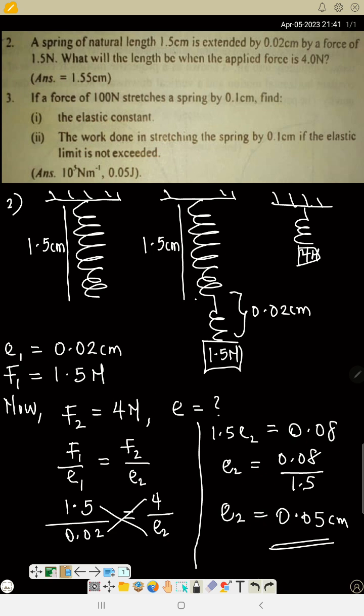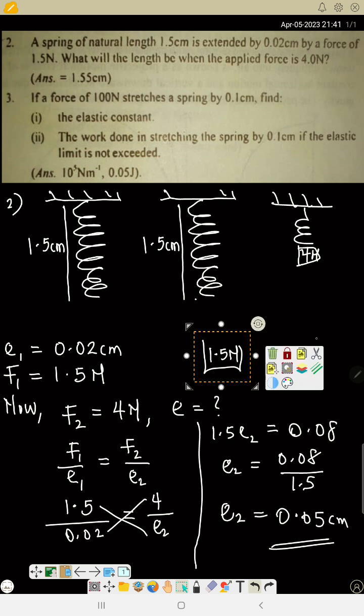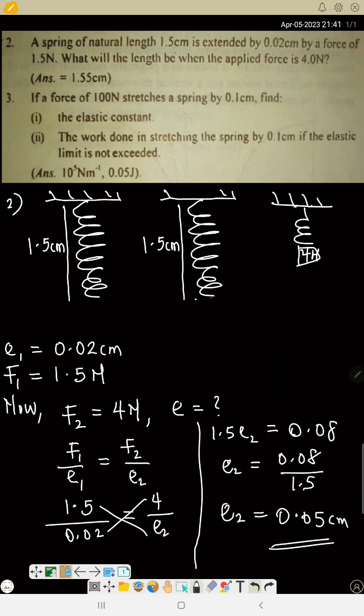So that is our new extension, but what the question asks is the length, not the extension. So the question asks for length. So let's say I attach a 4 Newton force here, and I know the original length is 1.5. It's shown now that if you apply a force of 4 Newton, the extension is 0.05.